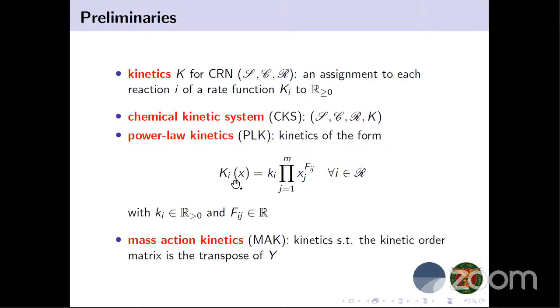So each reaction, there corresponds this assignment. So capital K sub Ix is given by the following. And we have this mass action kinetics. This is a particular case of this power law kinetics here. In this case, the kinetic order matrix, or these exponents, are precisely the stoichiometric coefficients of the given CRN.